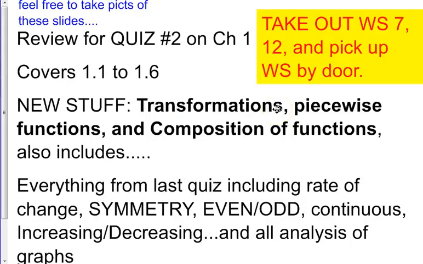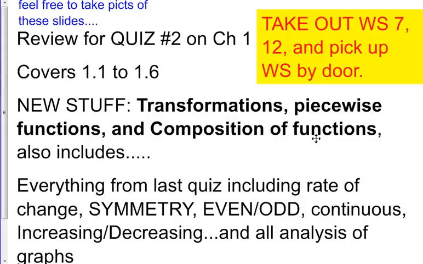Transformations were 1.5, so that's what this worksheet is, right? Transformation stuff. You also have to be able to graph a piecewise function. I'm going to do an example or two in a minute. And all of section 1.6 is up for grabs as far as being on this quiz. That's all the stuff about composition of functions, whether you put one function into the other, or you add them together, or you subtract them, or you multiply them or divide them. That's composition of functions.